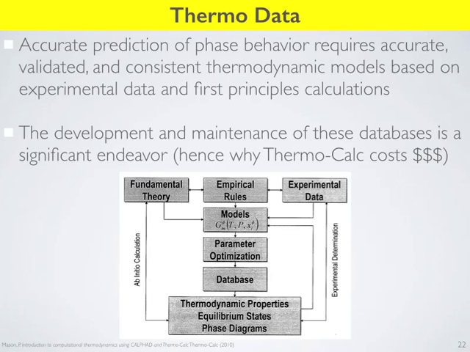Typically these are built, and I think we discussed this a little bit at the beginning of this module, from three sources: fundamental theory, empirical rules, and experimental data. You can use them to build your G curves, do parameter optimization, and finally get your thermodynamic databases that allow you to do all the CALPHAD stuff. Then you close the feedback loop by making CALPHAD predictions and checking those agree with experiment and theory. So it really is an iterative, self-consistent procedure, and building these databases is a big deal. It's an expensive and laborious thing to do.